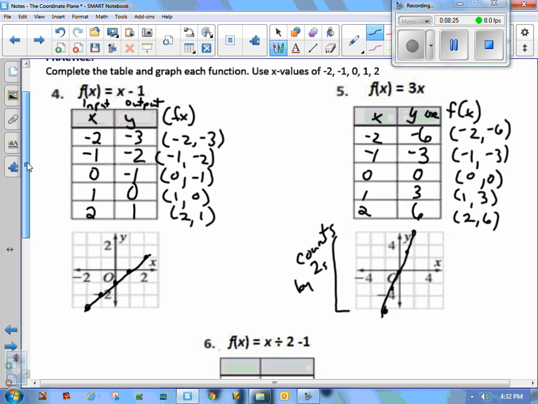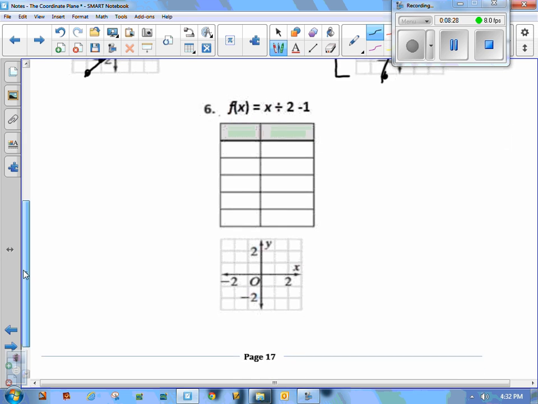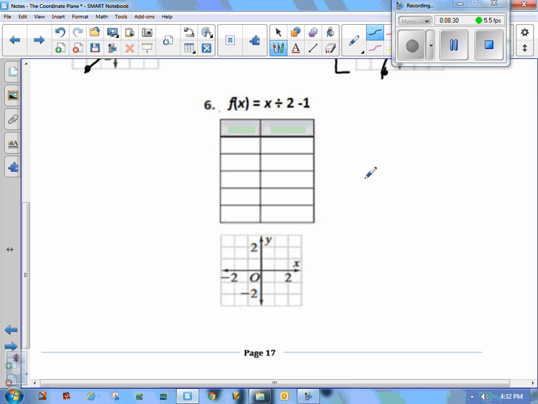I want you to pause the video, take a couple minutes, and finish this last function table. Remember, this is our x, this is our y, or what's called our f of x, our output. Plug in those values that were given to you at the top in the directions and find y. Graph them on the coordinate plane here and connect your dots. Once you're done, you've finished your lesson on graphing functions.